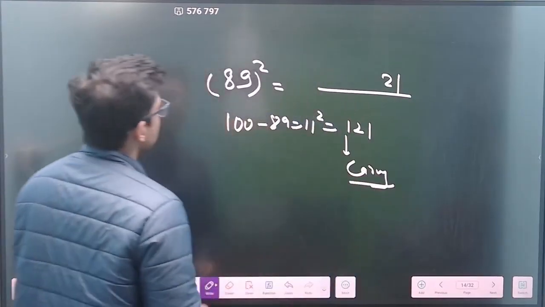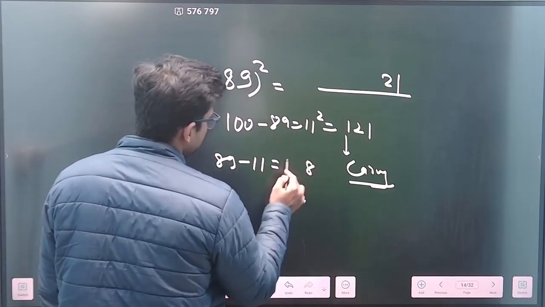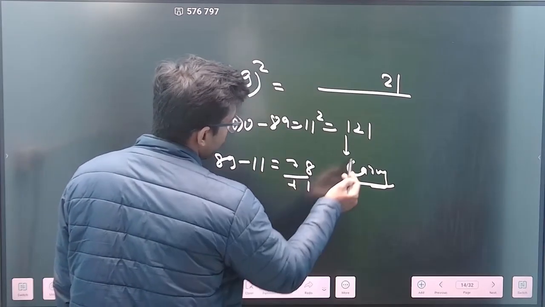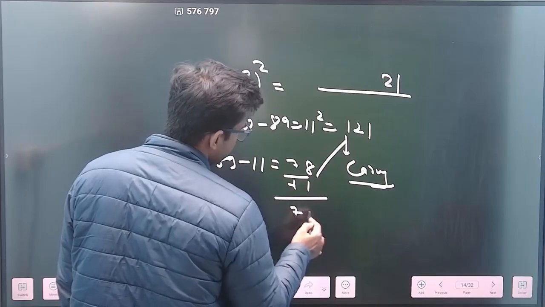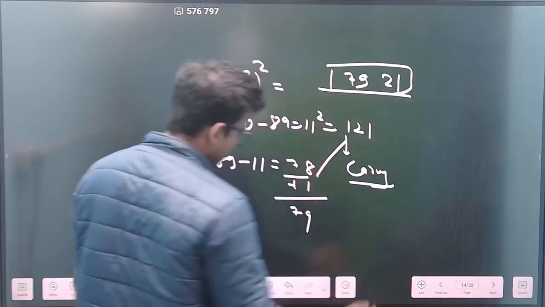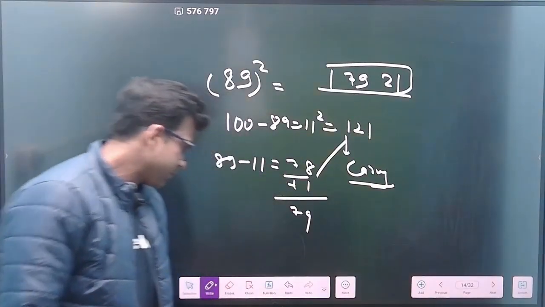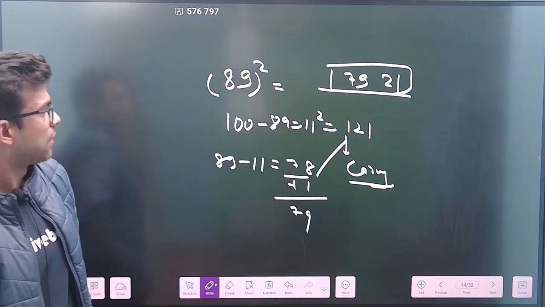Is it right? Now 89 minus 11 is 78. 78 plus 1, because 1 was carry, will be added, which is 79. Then this is 7921. Is it clear? I hope this makes sense now.